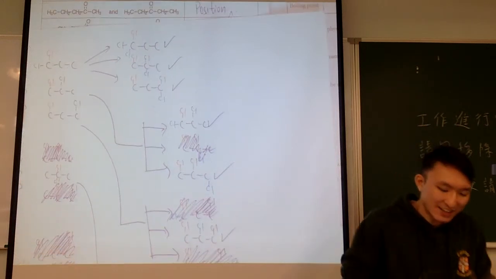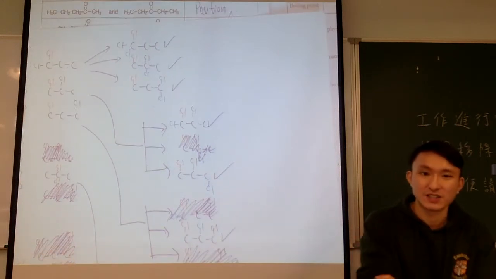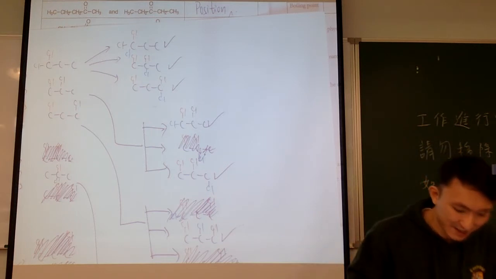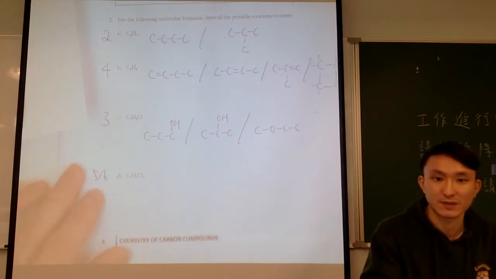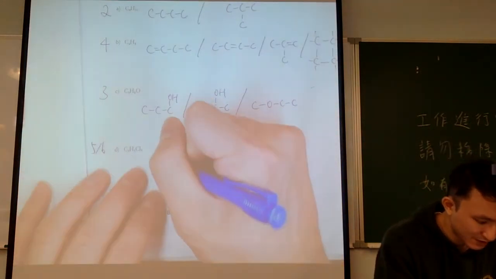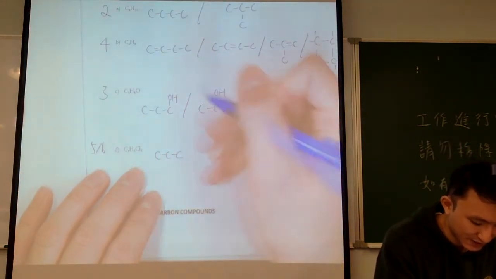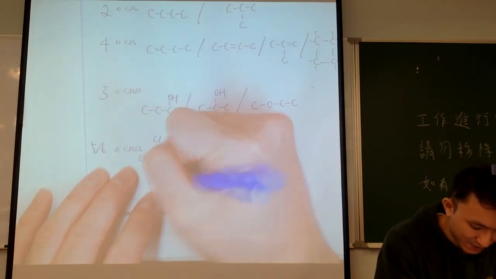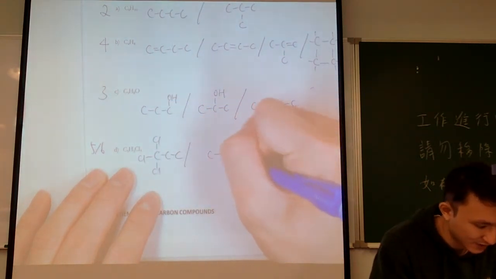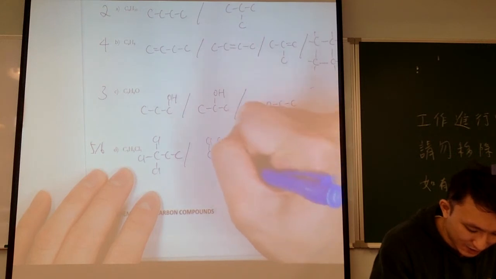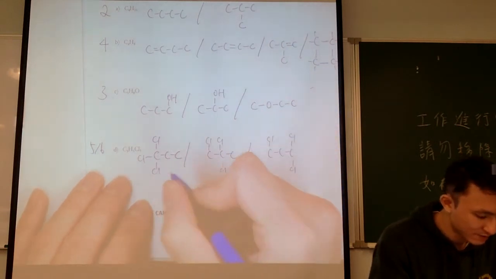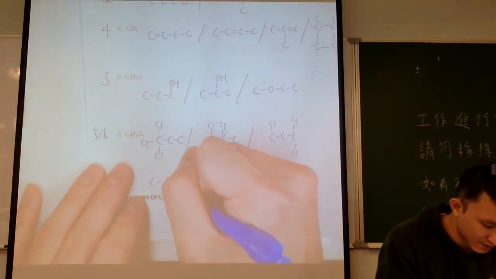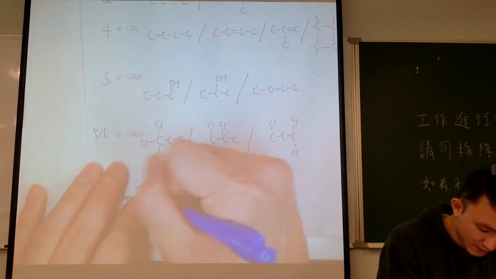Okay, so you see, it's quite difficult. It could be quite complicated. Okay, now let me put it down. So it turns out to be 6 of them. It could be C, C, C, Cl, Cl, Cl. It could be this one.